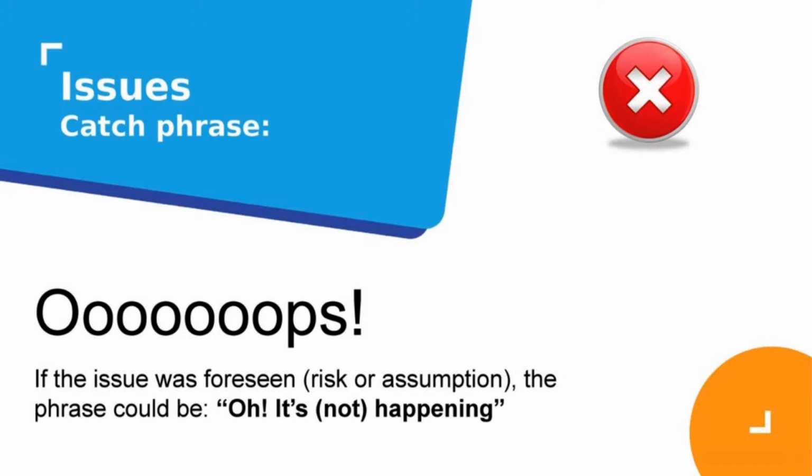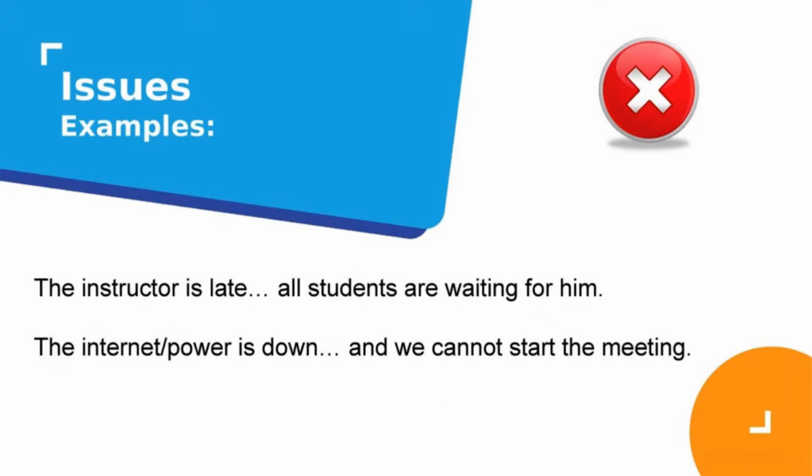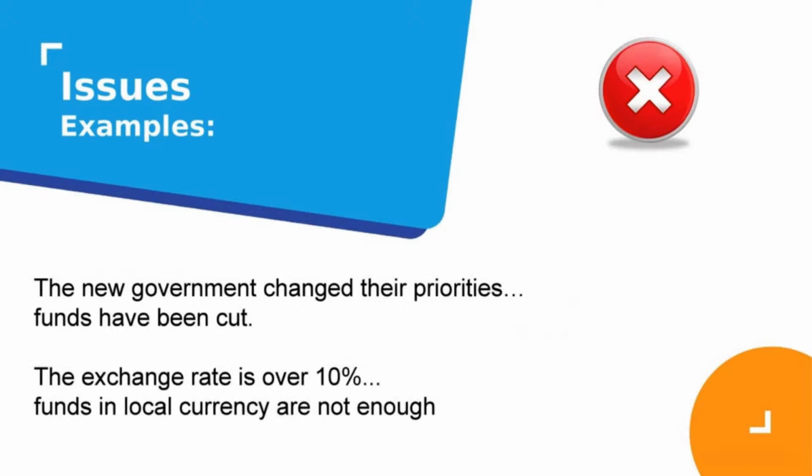Well, of course, if you had foreseen the issue as a risk or as an assumption, the phrase could be, oh, it's happening, or oh, it's not happening. Thinking about the instructor being late, and all students are waiting for him. Or thinking about the internet or power being down and you cannot start the meeting. Or the new government changed their priorities and funds have been cut. So those are all the risks and assumptions that we saw before that are now becoming true, are happening, or not being maintained in the case of the assumptions. The exchange rate is now over 10% and funds in local currency are not enough for you to continue with your project.